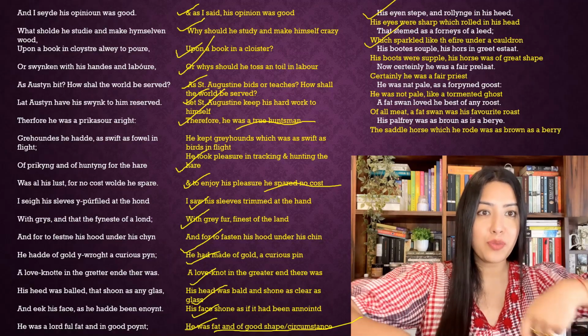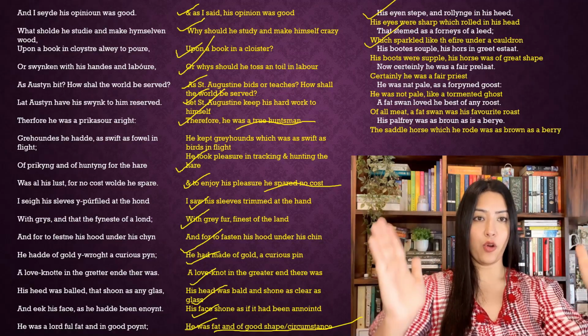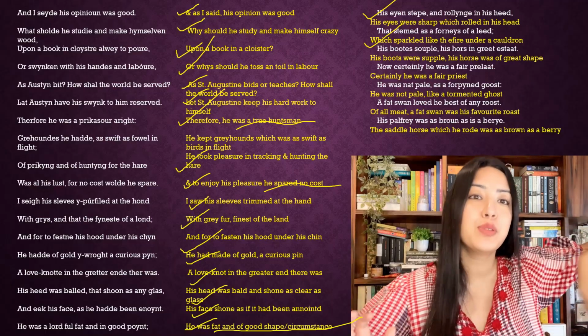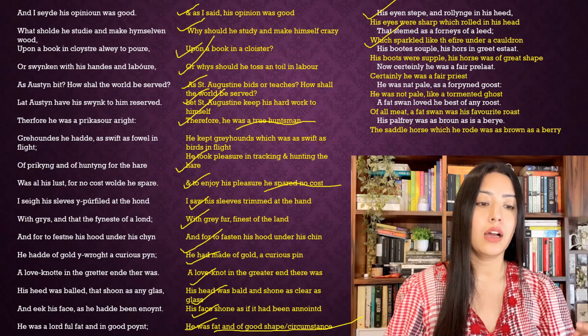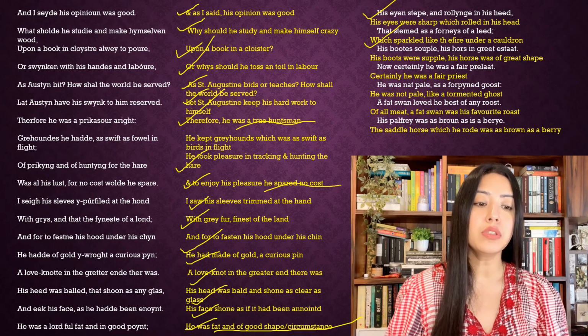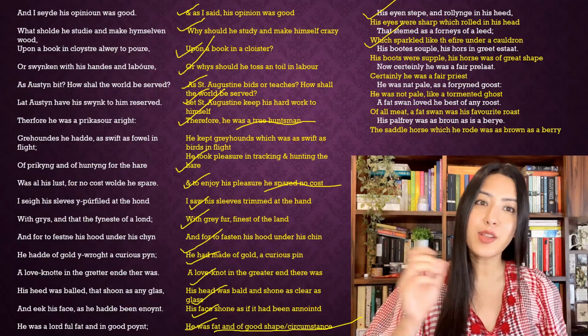A witch's cauldron, where, if you have seen in movies, there's a fire and a big pot-like cauldron, and the witches used to brew their potions in it. That's a cauldron. So a cauldron sparkled like the fire under a cauldron. His boots were supple. His horse was of great shape. Now the knight, his horse was good.